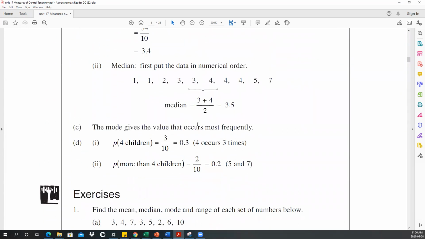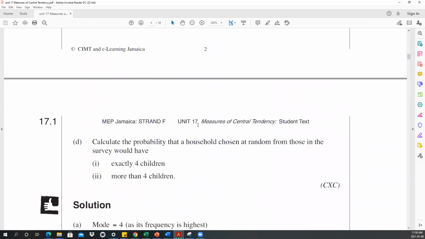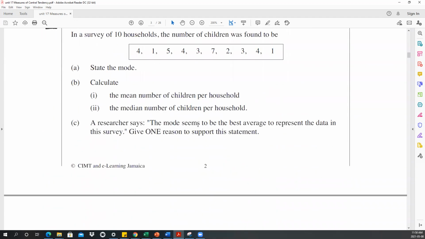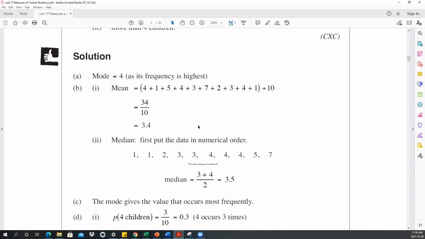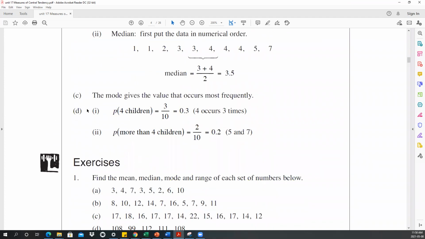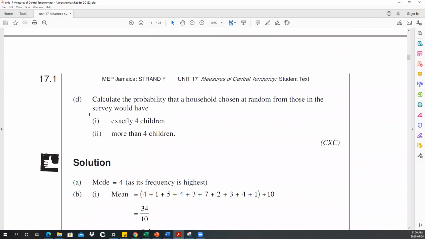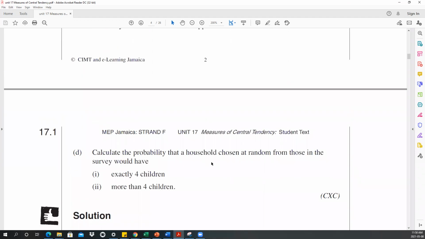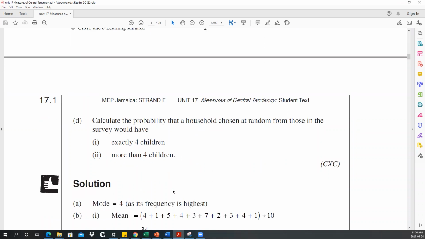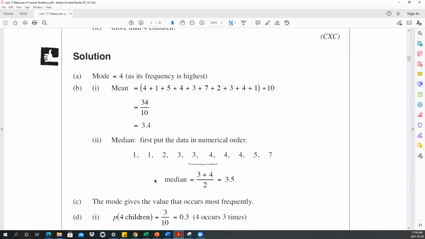All right, so this part now, it gets a little interesting. Let me see if I can find it. That's a solution, that says B. Question B: calculate the probability that a household chosen at random from those in the survey would have exactly 4 children, more than 4 children. So this is where it gets interesting now.